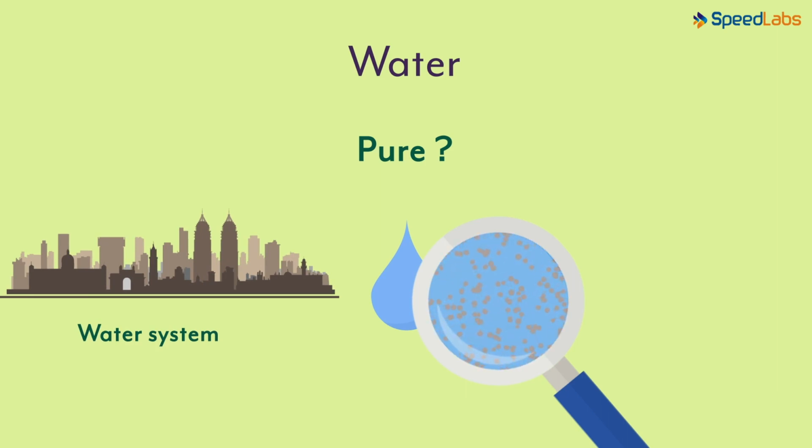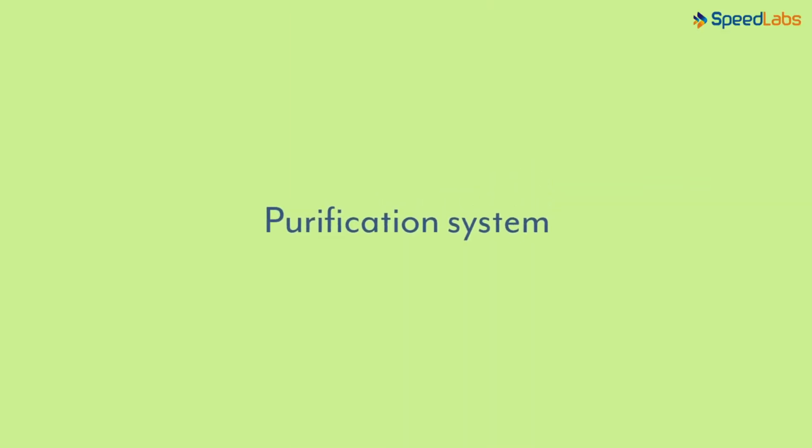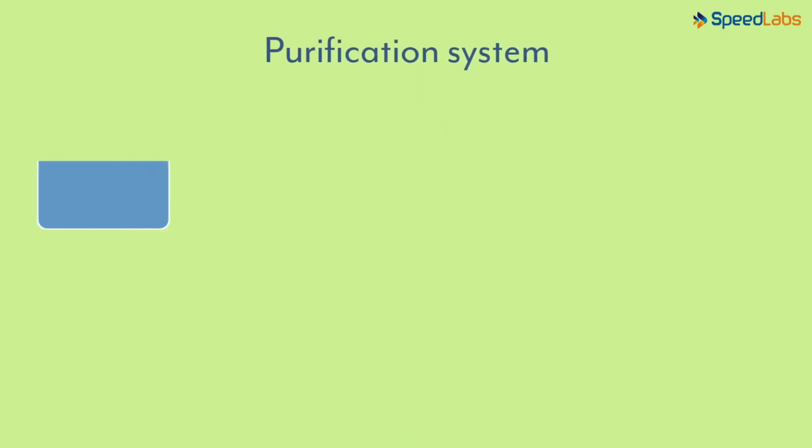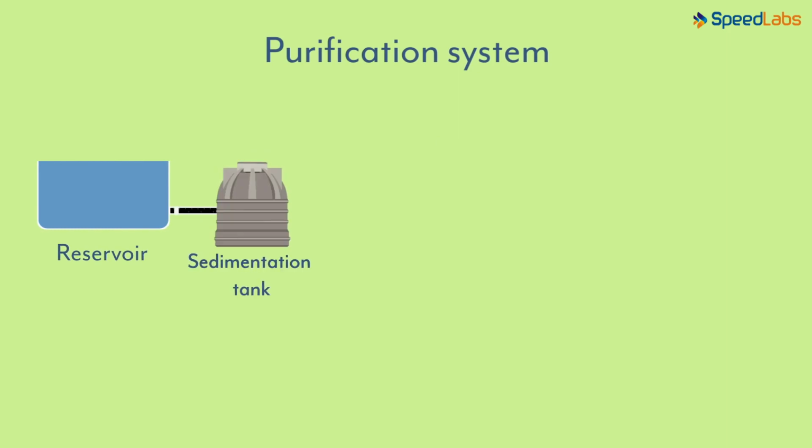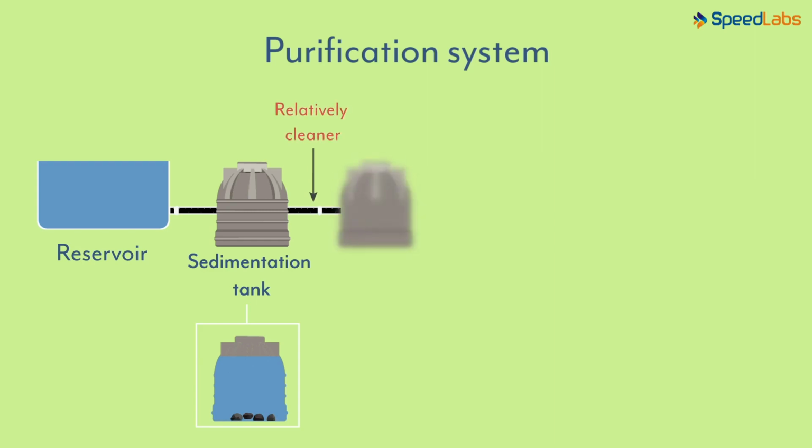So why am I saying so? We can take a look at how the purification system is set up. The water enters from the reservoir into a tank called the sedimentation tank. What happens in a sedimentation tank? The heavier particles which are mixed in water will settle to the bottom of the tank.